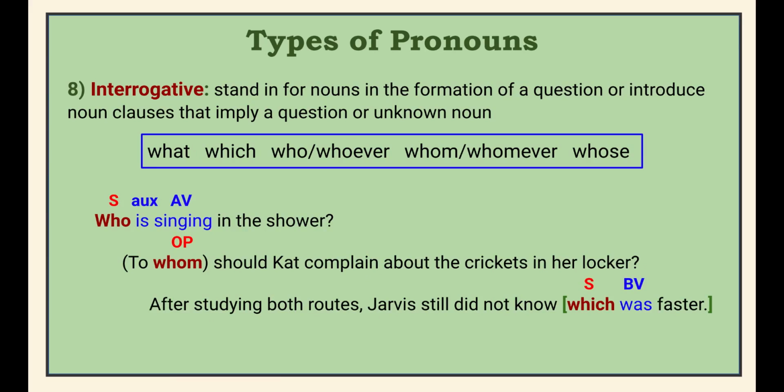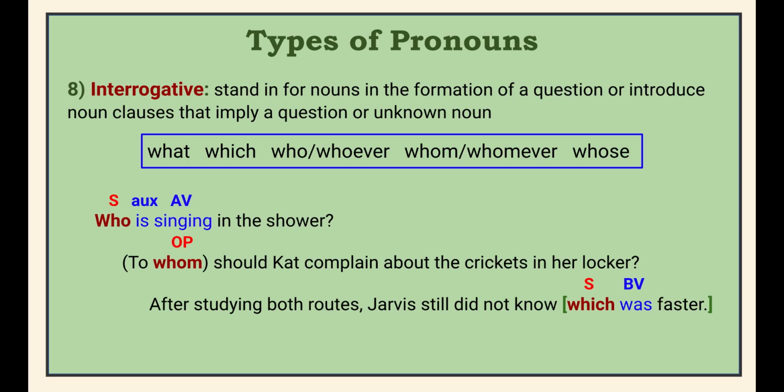In the first 2 example sentences, the use of the interrogative pronoun to form a question is clear. Who is singing? The pronoun is acting as the subject for the verb is singing, so we're going to use the subjective case. To whom should Cat complain? In this example, the pronoun is acting as the object of the preposition to, and so we would use the objective case, whom.